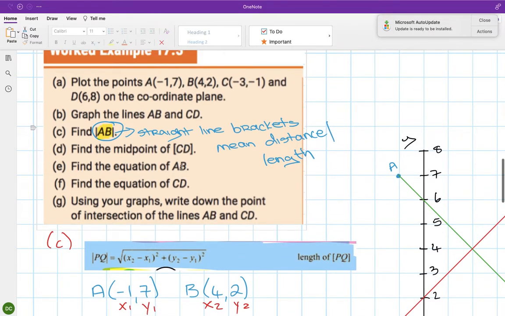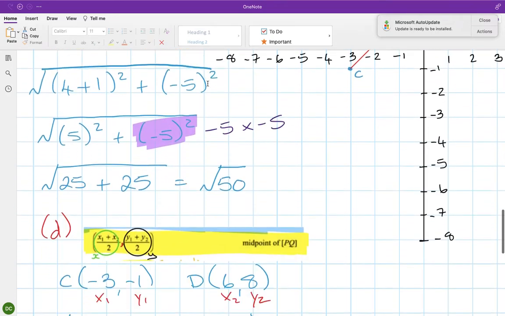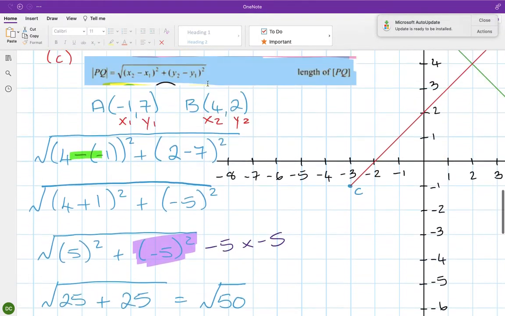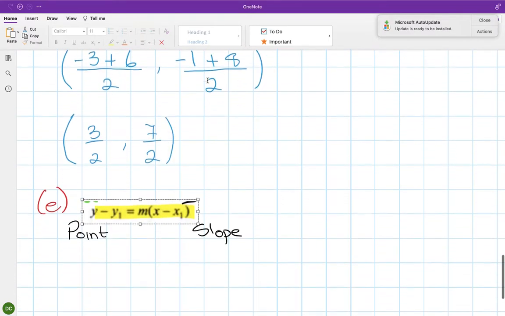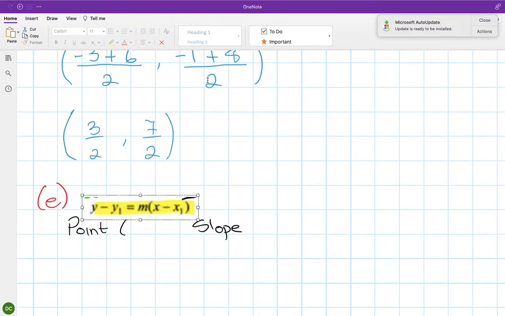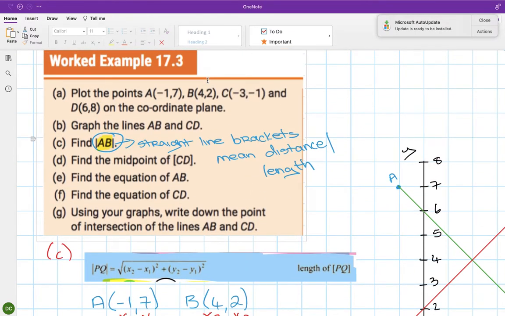In terms of choosing a point, you can choose either A or B. You can't, it has to be one of those two. So these are my two choices, A or B. I'm going to go with B because it doesn't have any minuses. Always easier with no minuses. So B was 4, 2. So that's going to be my point. 4, 2.